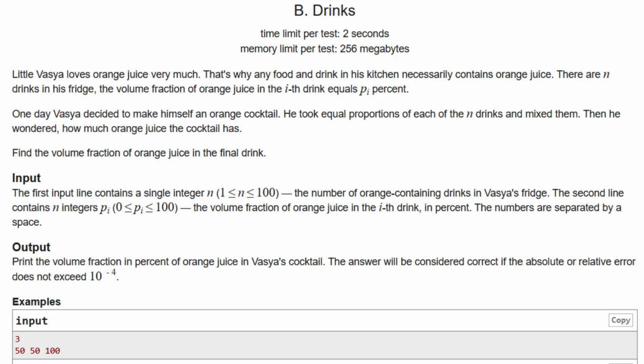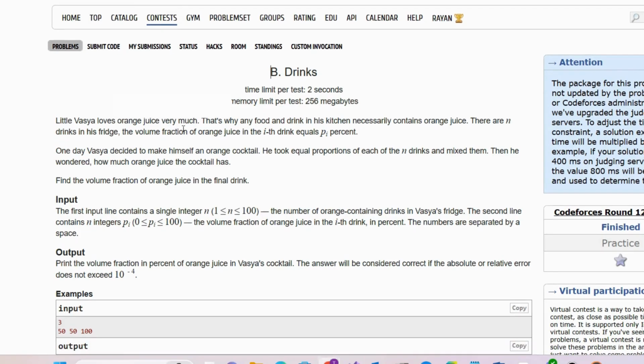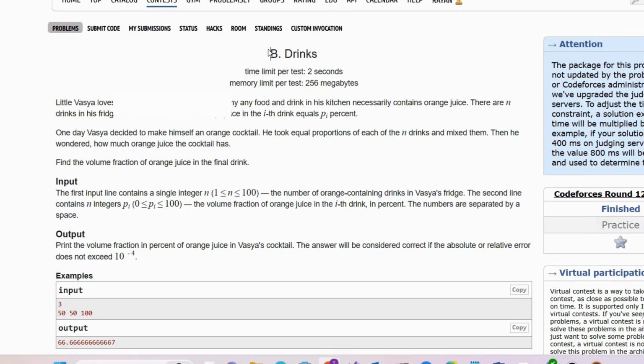Ever felt like programming problems are trick questions? Today we are tackling a Codeforces problem that looks simple but can trip you up if you are not careful. Let's break it down and solve it efficiently.